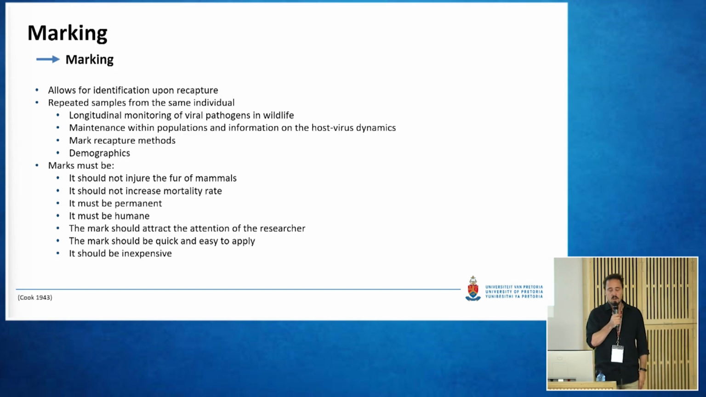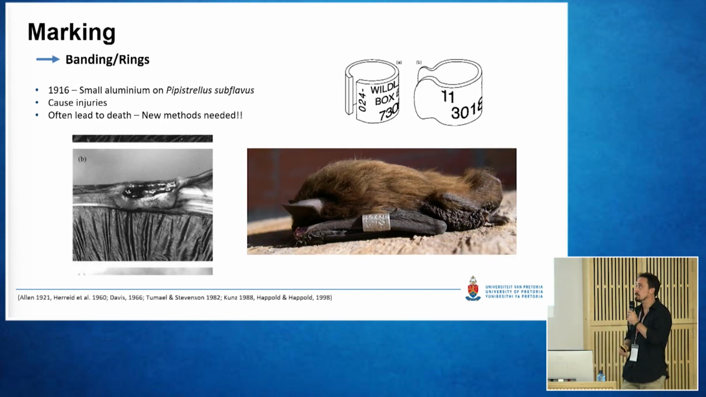Now, back in 1943, Cook stated that he gave 7 points for a marking method to be efficient and something that can be used. And he said that it should not injure the fur of the animal or increase mortality rate. It must be permanent, humane. The mark must attract the attention of a researcher. It should be quick and easy to apply, and it must be inexpensive. And I think that last point is important for all of us.